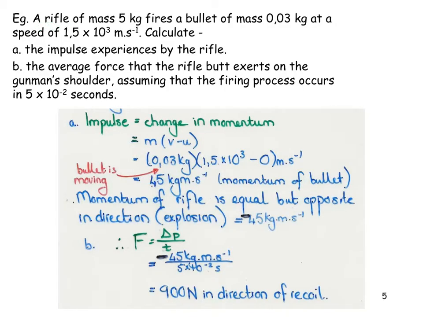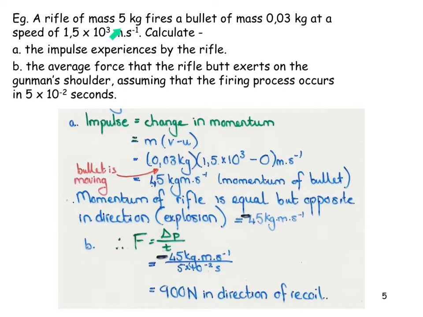As a question, we've got a rifle. It has a mass of 5 kilograms. It fires a bullet of 0,03 kilograms, or if you like, 30 grams, at a certain speed. What is the impulse, in other words, the change in momentum experienced by the rifle? Impulse is change in momentum. We are only interested in the rifle.